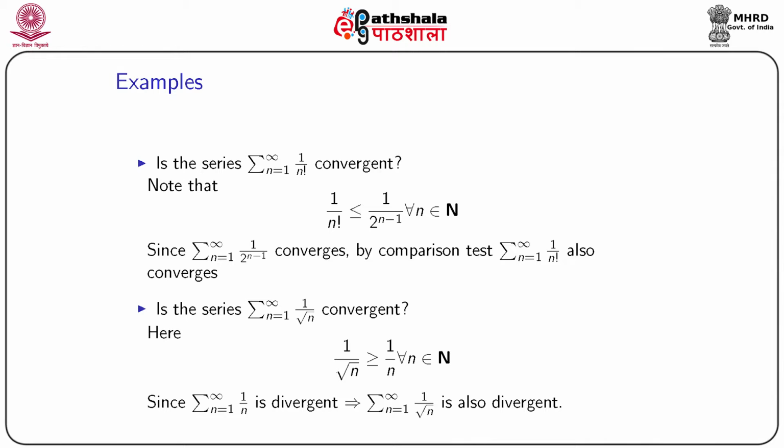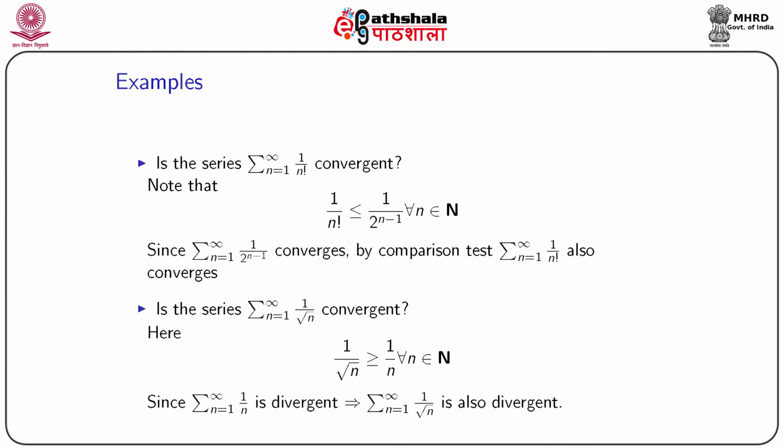So this is the question we will be asking: the series 1 over n factorial, sum over n from 1 to infinity, whether this series is convergent or not. Note that 1 over n factorial is less than 1 over 2 to the power n minus 1 for any n. Take any value of n, obviously the integer values, then this condition will hold. Now we know that the sum of 1 over 2 to the power n minus 1 over n from 1 to infinity converges. So by comparison test, the sum from n equals 1 to infinity of 1 over n factorial also converges.